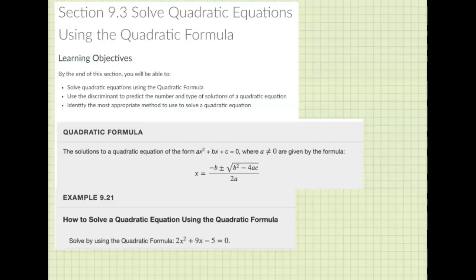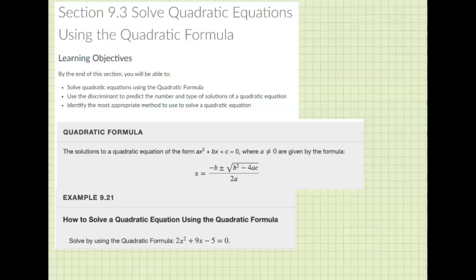Hello and welcome to section 9.3. So in this section we're going to look at solving quadratic equations using the quadratic formula. Alright, so the quadratic formula is very useful. Probably you can solve any quadratic equation using the quadratic formula.